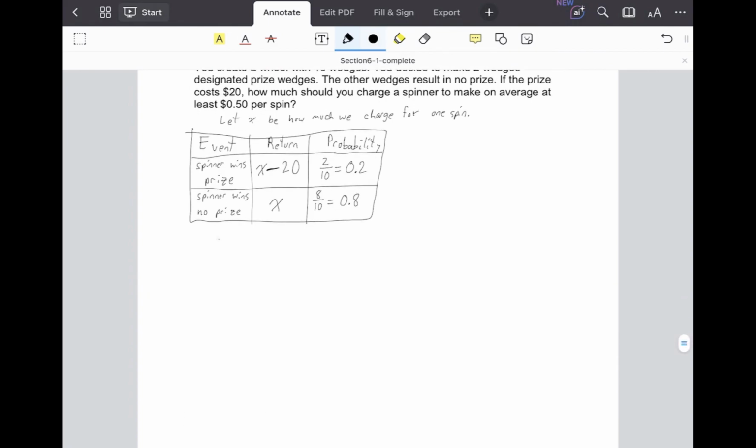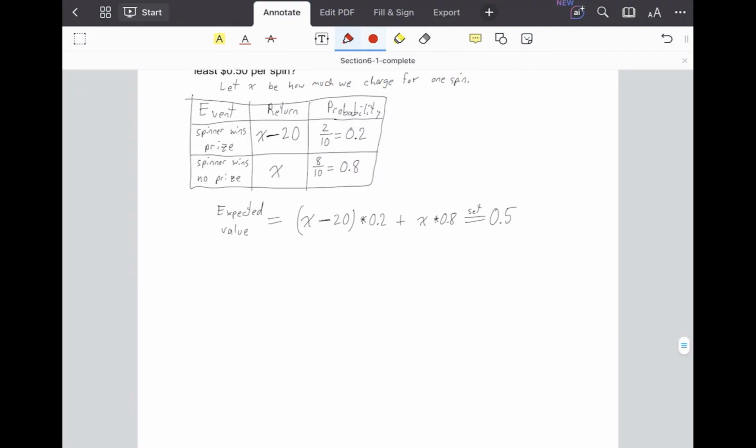Okay, now the expected value. We can calculate, and since it's algebraic, we have to actually write this down. (x - 20) multiplied by 0.2, plus x times 0.8. And we're going to set this expected value equal to what we want to earn per spin, which in this case is 50 cents. We want the expected value to be 50 cents.